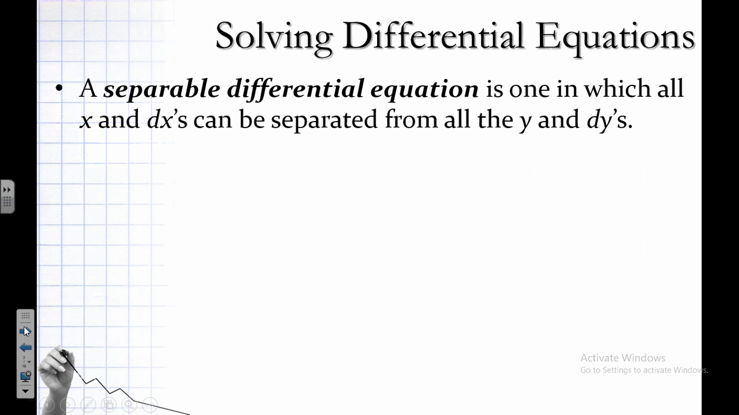A separable differential equation is one in which all x's and dx's can be separated from all the y's and dy's. This is the only method you know how to solve differential equations because you learned it last year in my class or Mr. Griebel's class.